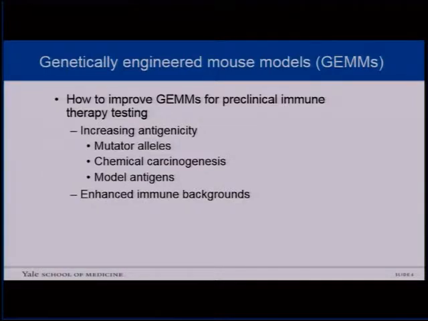You can use a mutator allele. For those of you who are not aware, colon cancer across the board is not particularly sensitive to immune checkpoint inhibition. However, mismatch repair deficient colon cancer is very responsive to, let's say, PD-1 blockade. So you can put in, for instance, a mismatch repair deficient allele or a poly allele or something along those lines. And we'll talk a little bit more about chemical carcinogenesis, which still remains a useful approach.